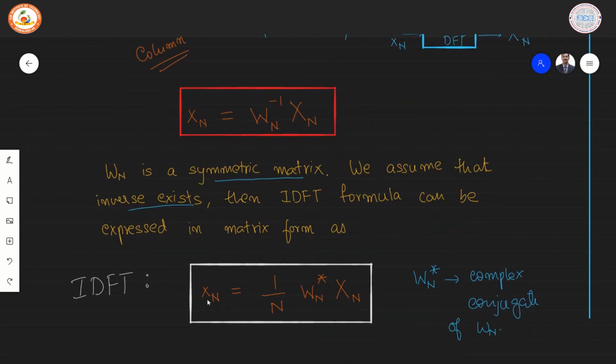Similarly, the IDFT equation, small x of n, the time domain sequence, is equal to 1 by n, n being the number of points of the DFT, multiplied with W n star, which is the complex conjugate of W of n, into capital X of n, which denotes the frequency domain sequence. This is an n point column vector, and W of n conjugate is an n cross n matrix. The result you get, x of n, is also a column vector.